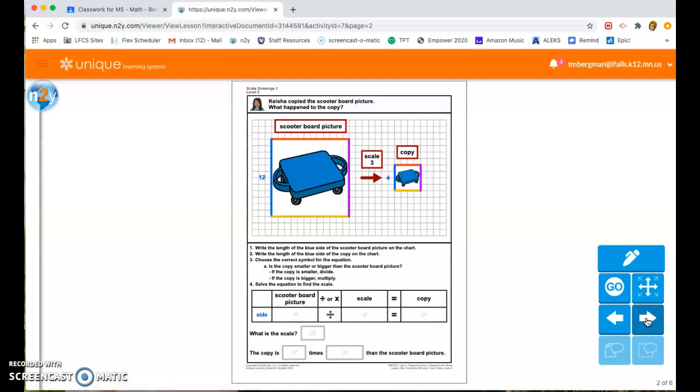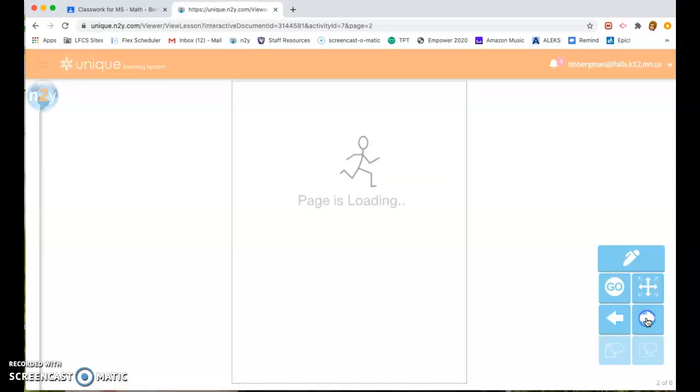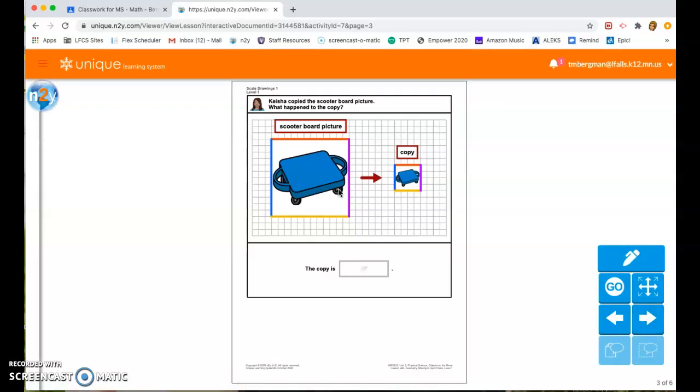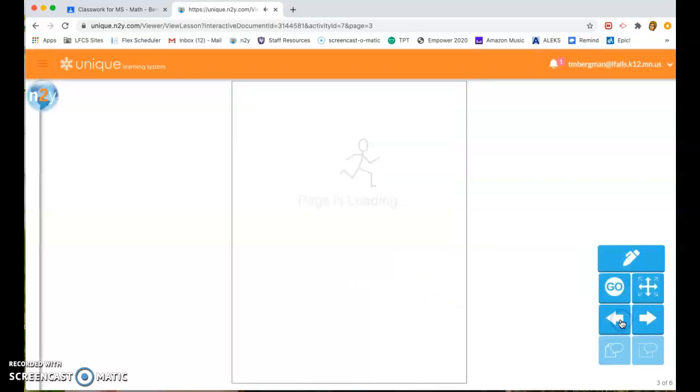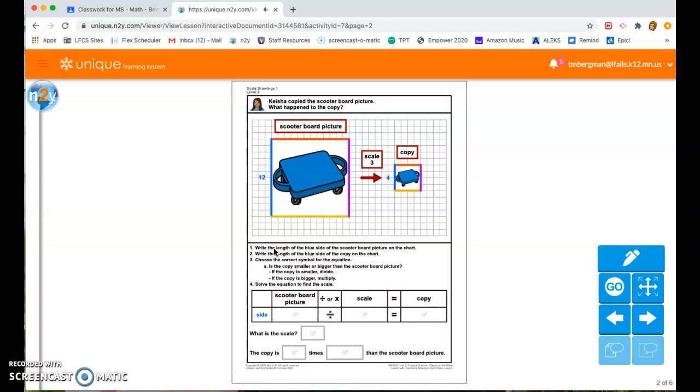Okay, our second activity with shapes is talking about scale. So remember, transformation is when it's moved from one place to another, and scale is when it changes size. So the scooter board, what happened to this? Here's the scooter board, here is the copy. What happened to it? The copy is either the same, bigger, or smaller. So we're going to decide that this copy is smaller. Yours also might look like this.